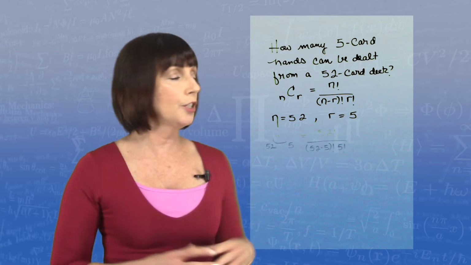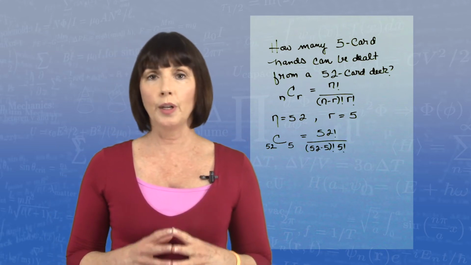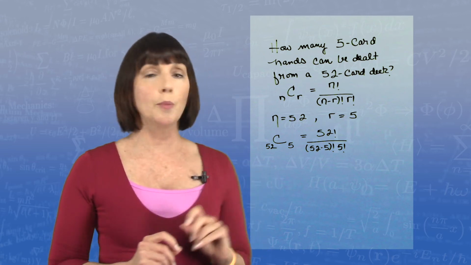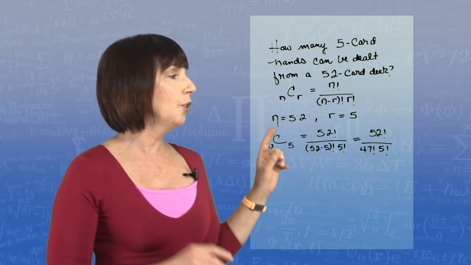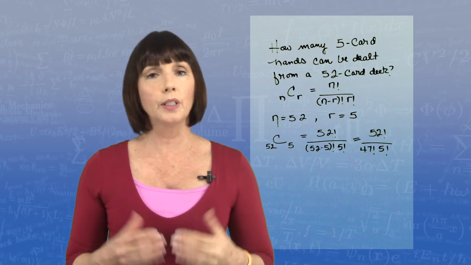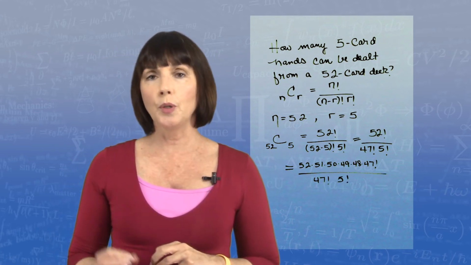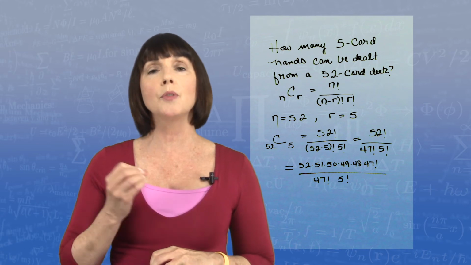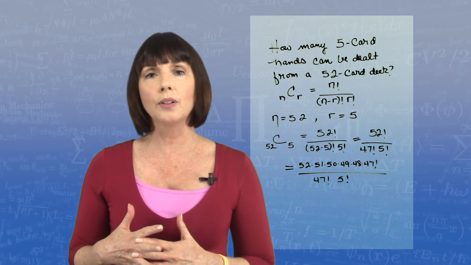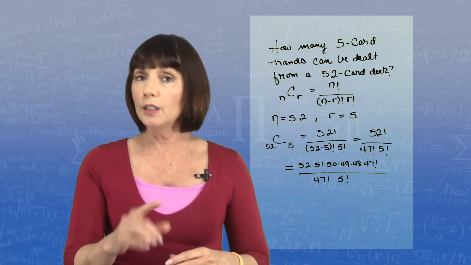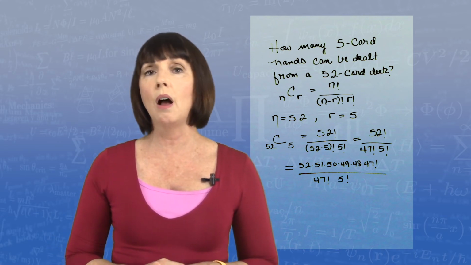So the number of combinations of 52 things, taken 5 at a time, is equal to 52 factorial over the quantity 52 minus 5 factorial times 5 factorial. That leaves me with 52 factorial over 47 factorial times 5 factorial. And that is equal to 52 times 51 times 50 times 49 times 48 times 47 factorial. I don't need to write all those digits out. I can just write out the first few. And you'll notice that the 47 factorial on the top will cancel with the 47 factorial on the bottom.